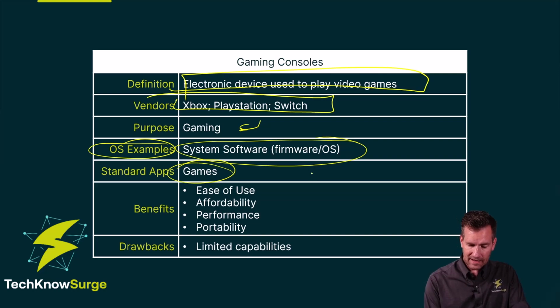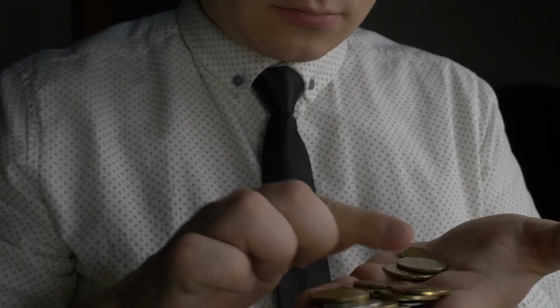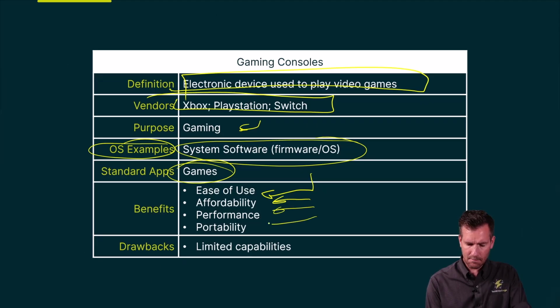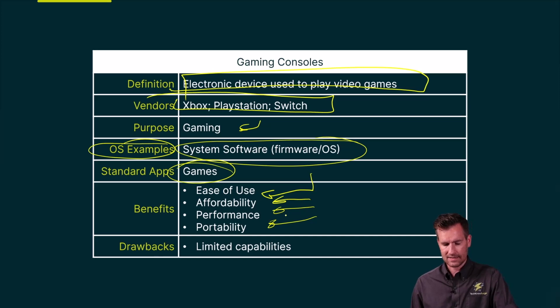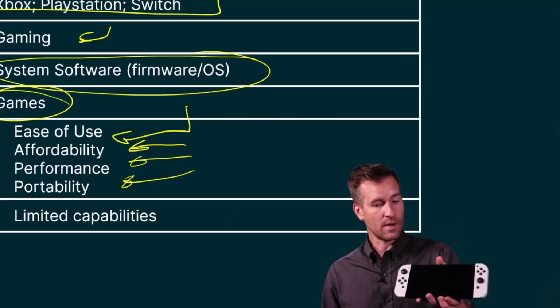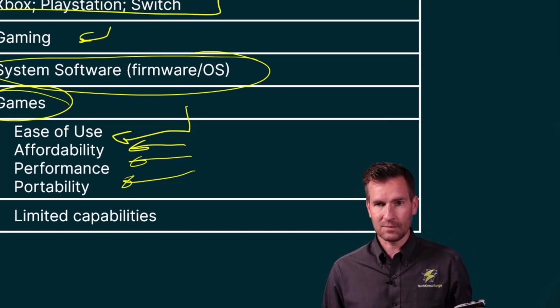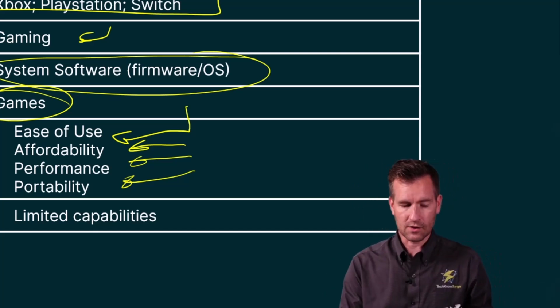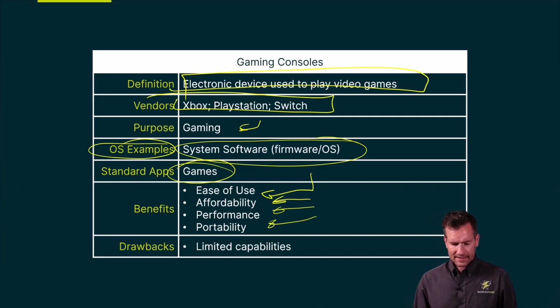The benefits are the ease of use, the affordability, performance, and portability of these devices, especially if you're talking about these that you can just take with you, because it's all just in one little unit here. So the drawbacks are that there are some limited capabilities. You're only limited on what you can do according to how many apps are built for these systems.